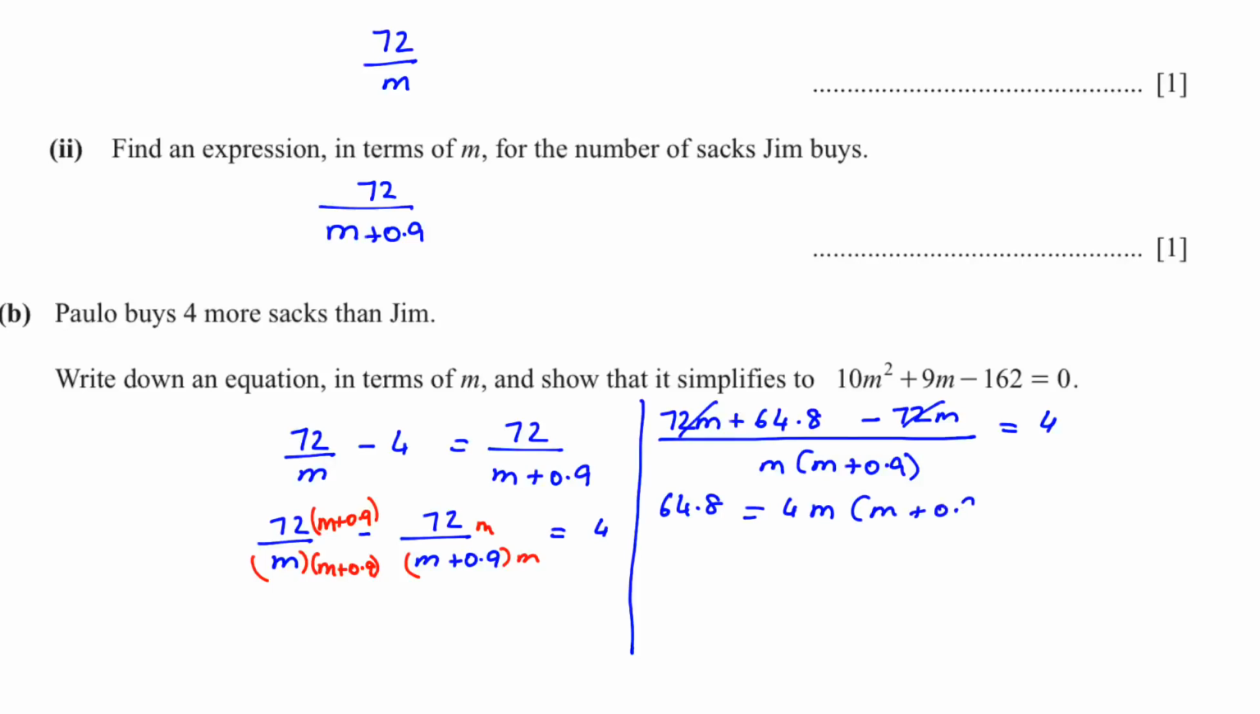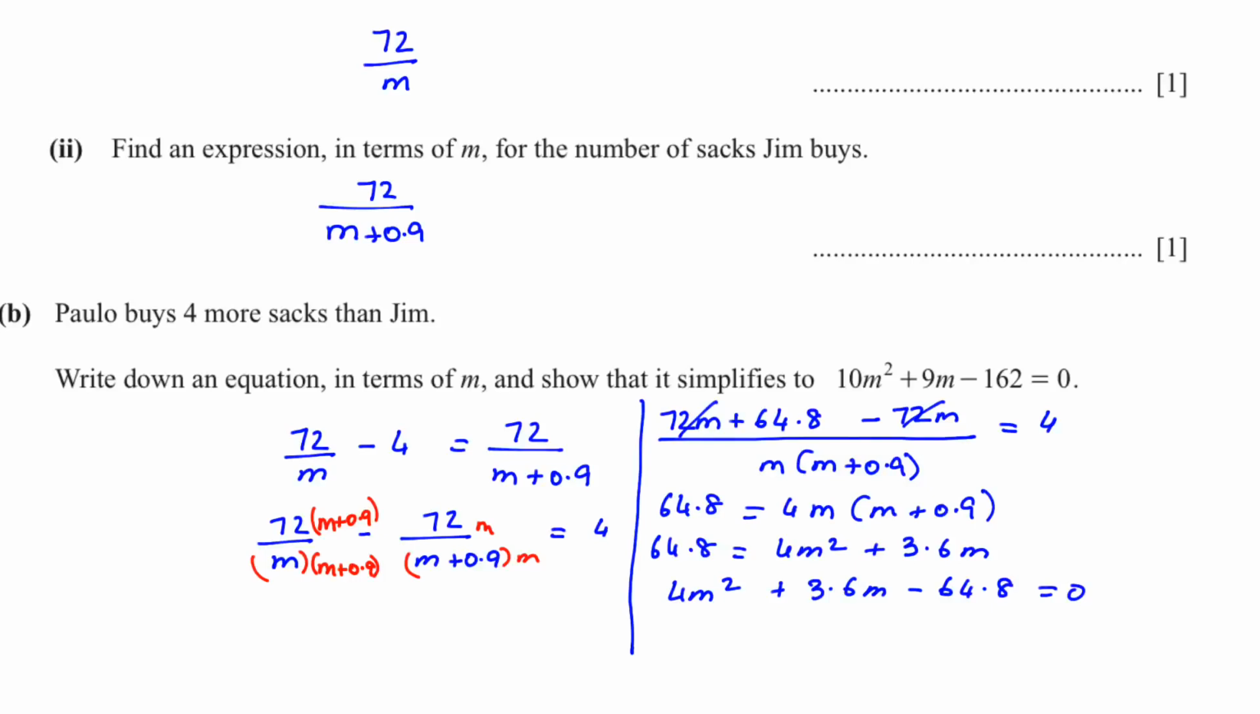M plus 0.9, expand the bracket, 64.8 is equal to 4m square plus 4m multiplied by 0.9 and we will get 3.6m. Let's bring everything on one side. So we will have 4m square plus 3.6m minus 64.8 is equal to 0. We have simplified the answer, but it is not the same as what we are supposed to show. There must be some connection between the two.